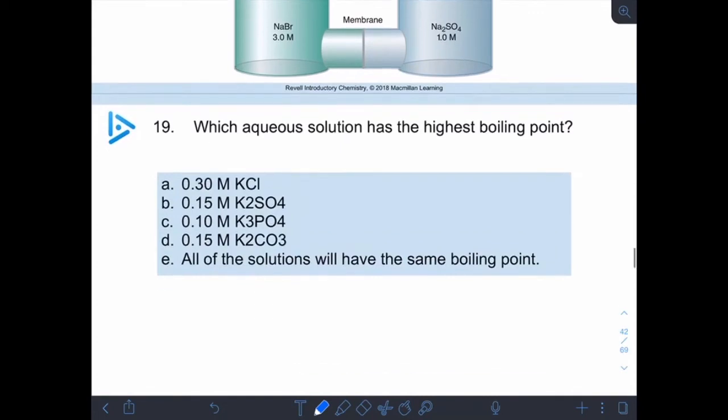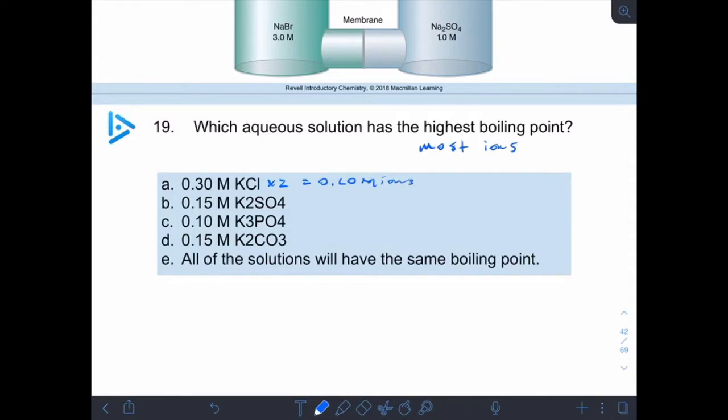Which aqueous solution has the highest boiling point? So highest boiling point is most ions. Okay. So here we have times 2 ions, gives us 0.6 molar ions.